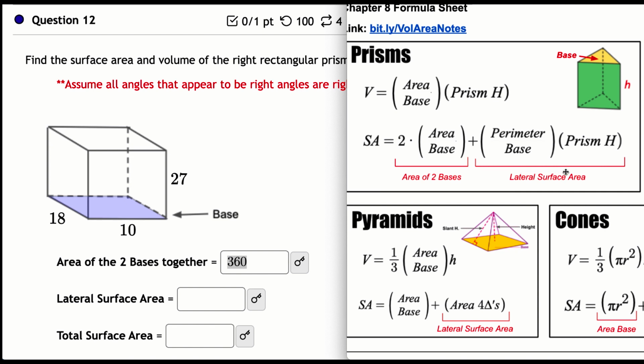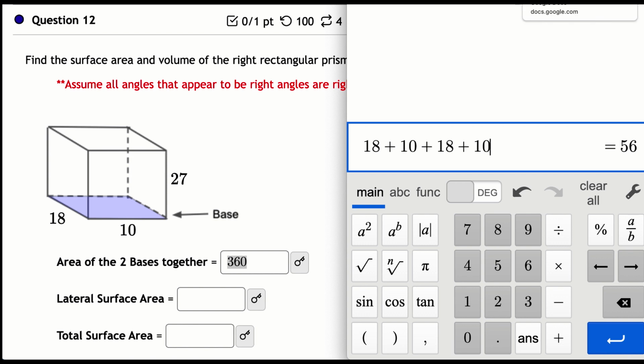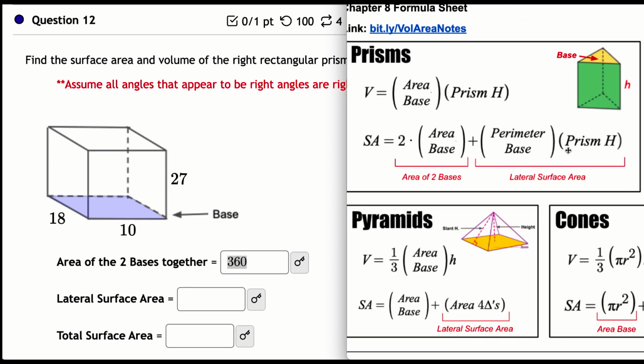Remember, lateral surface area is the perimeter of the base that I just figured out, which was again 56, and then times the prism height. The prism height is always the distance between the 2 matching bases. If our base is going to be the bottom, then the matching one on the top will be the matching base also. The distance between your matching bases is your height. So that means the height is 27. So I'm going to take 56 times 27, and that will equal my lateral surface area that it's asking for.